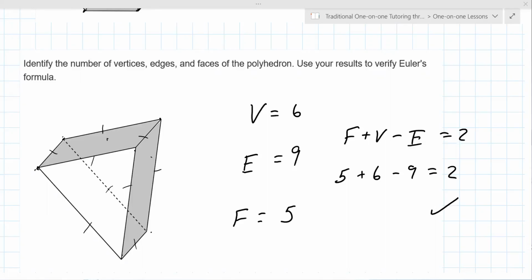Just looking at some problems here to figure out which one to do next. Okay.